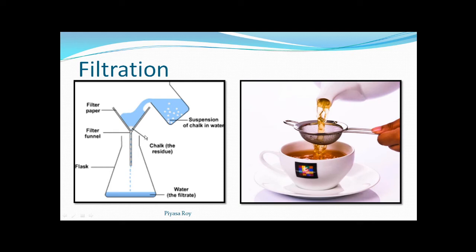The water which comes through the filter paper and then through the funnel is called filtrate. So this chalk is called residue. You can see the white part, these are the chalk particles. This will be called residue, and the water which passes through the filter paper is called filtrate. So during the making of tea, residue is tea leaves and tea is the filtrate.